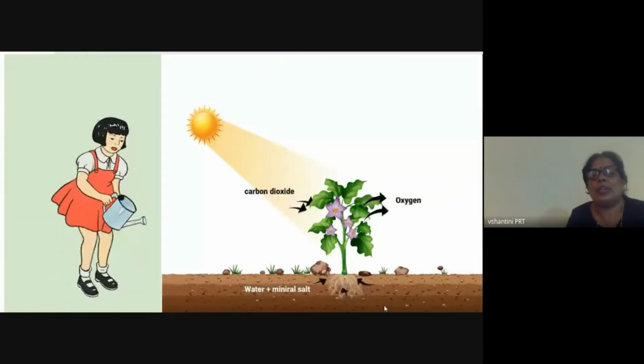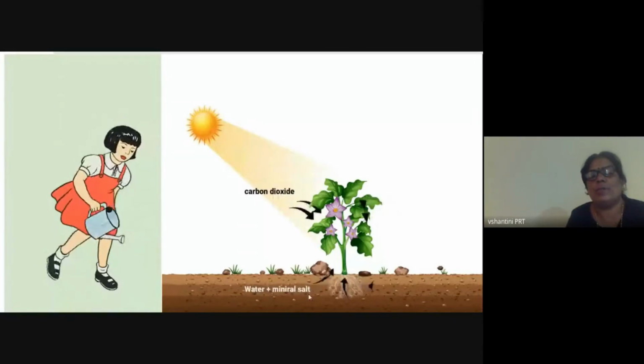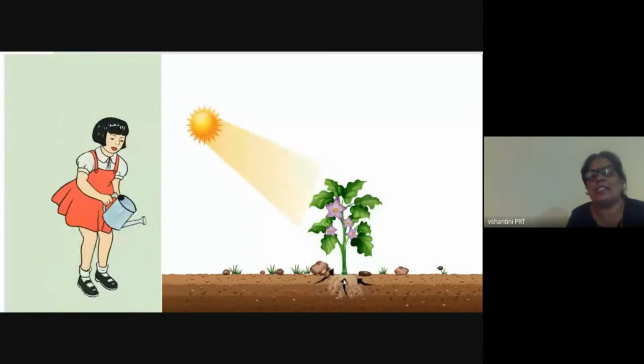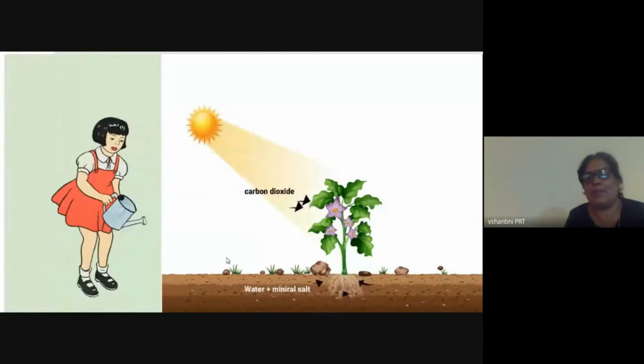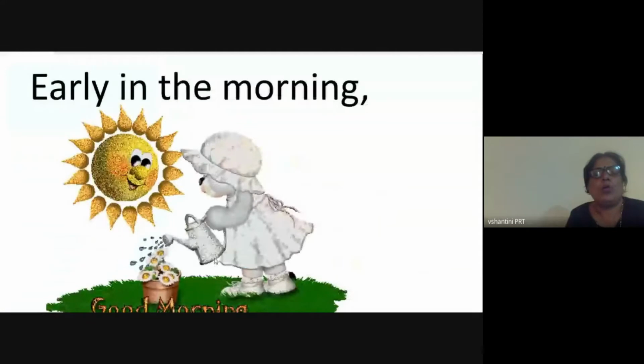Okay, so here you can see the function of the plant, what I already revised with you. That is, water and mineral salts, everything gets taken up by the root and passes to different parts of the plant. Now, when should you water? My dear children, remember, early in the morning. That is, when you wake up and say good morning, mama, good morning, papa, good morning, uncle, good morning, ma'am. That's morning time, right?